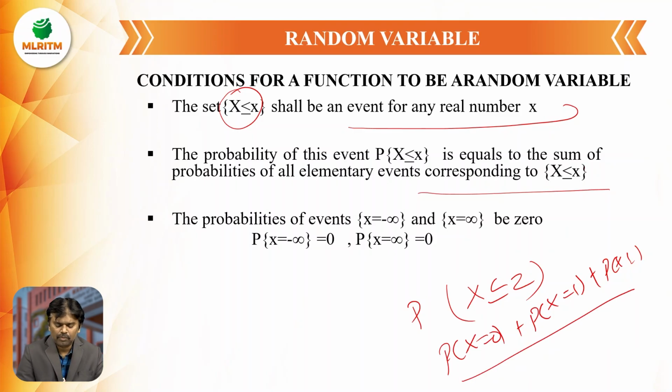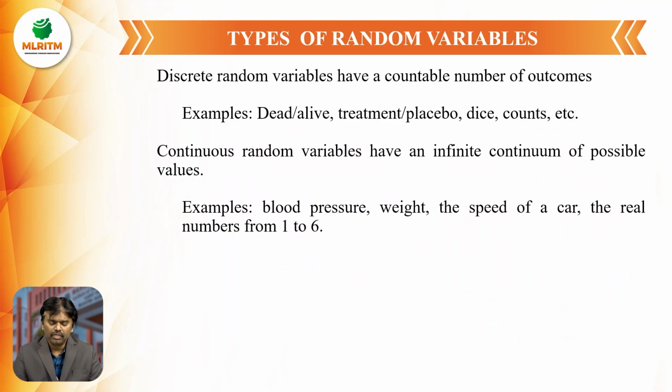The next condition is that the probability at X equal to minus infinity is 0, and at X equal to plus infinity it is also 0. The value lies between these two, but at minus infinity and plus infinity the values are 0. These are the three different conditions for a function to be a random variable. Next, I have the types of random variable. We have two types: one is the discrete random variable and the other is the continuous random variable.